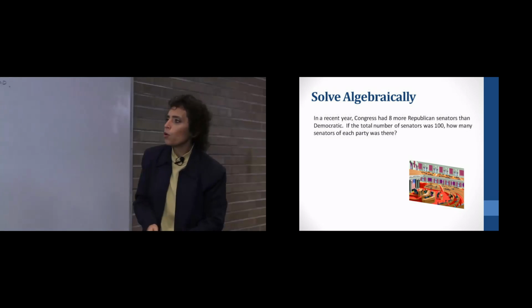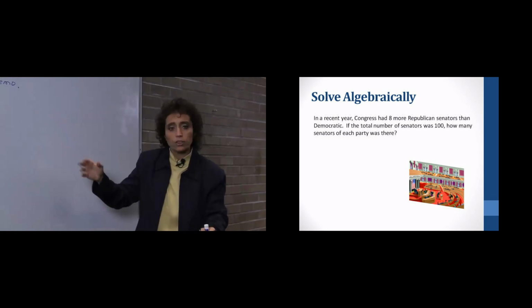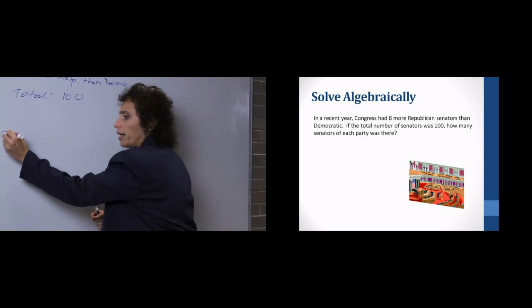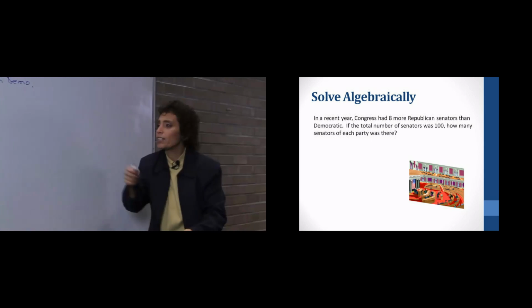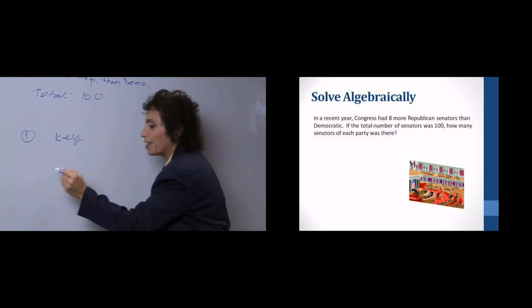Okay, so we have 2 unknowns. We want to know how many Republicans, how many Democrats. So if you have more than 1 unknown, we're definitely going to make that key. Now, what are we looking for? We're looking for Democrats and Republicans.